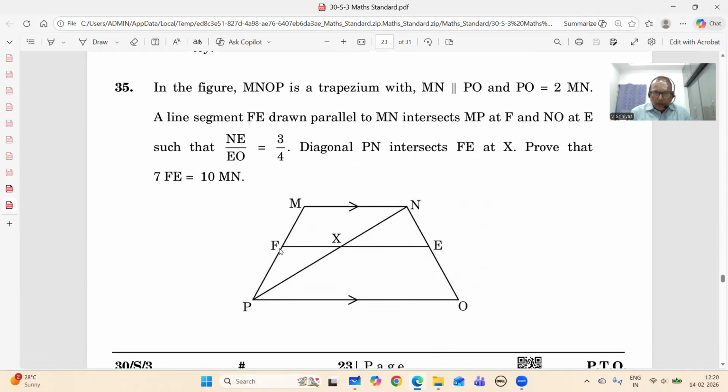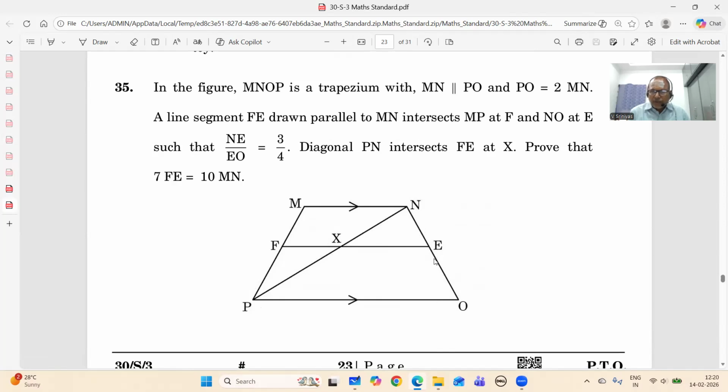Right? Now we are given that FE is parallel to MN is parallel to PO. Now if you look at these two triangles, triangle NXE and triangle NPO, XE is part of FE. FE is parallel to MN, so this will be parallel to MN. MN in turn is parallel to PO. So XE will be parallel to PO. Therefore, these two angles being corresponding angles will be equal in these two triangles. Now these two angles are equal and this is common angle. Therefore, these two triangles will be similar.